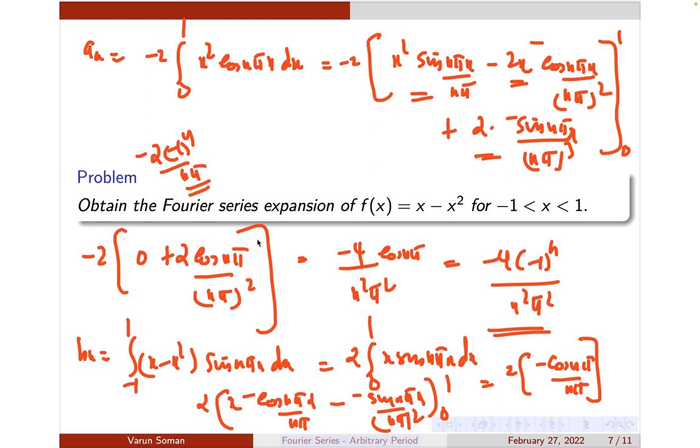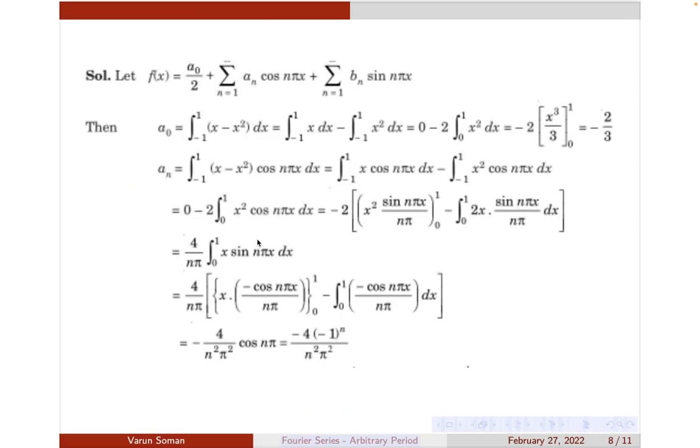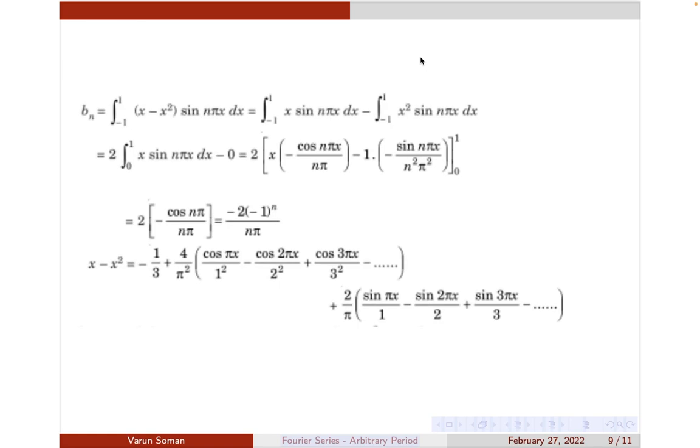We have done the calculations on the next page, so the value of an is this one. Yes, this is correct here. The value of a naught was minus 2 by 3 because they used the formula a naught by 2. We used just a naught, so we got the value of a naught as minus 1 by 3. Both are correct, so accordingly we have to make the change here. Ultimately that factor would be minus 1 by 3, and the values of an and bn are also known here.